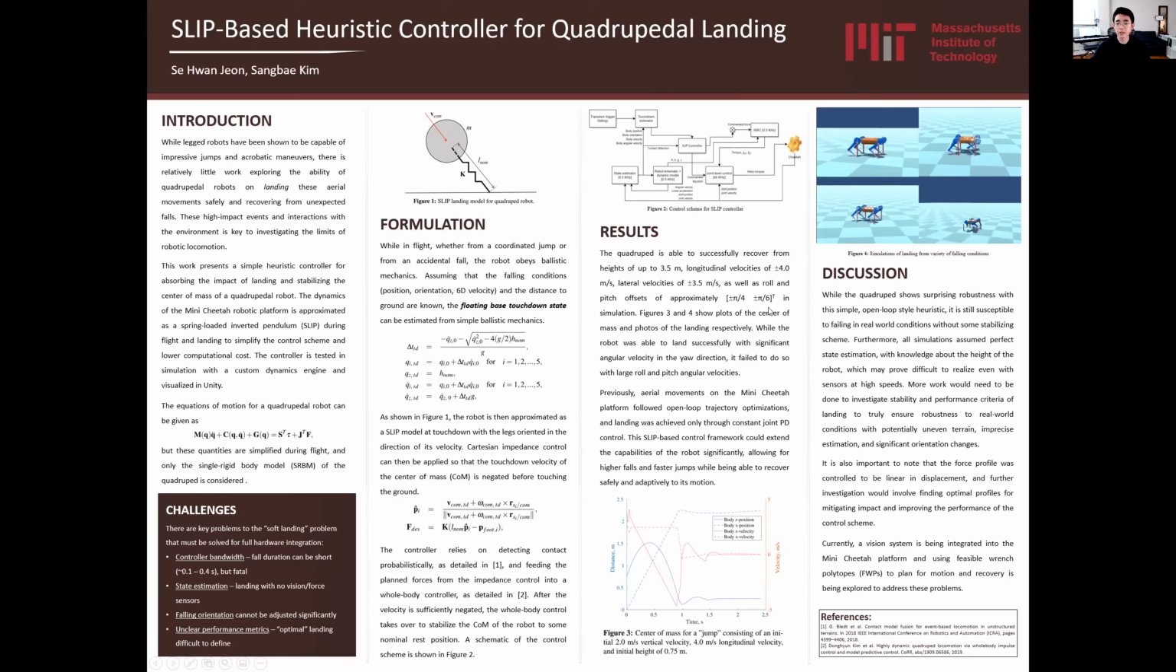So these values presented here are the limits where it begins to fail, but we haven't fully investigated what combination and in what configurations the robot really begins to break down, where this controller starts to stop working. So to discuss the results of these, while it shows surprising robustness with this very simple, admittedly very simple open loop style heuristic, it's still very susceptible to failing in real world conditions because it requires very accurate estimation of the state, as well as very precise orientation of the legs and of the conditions around it.